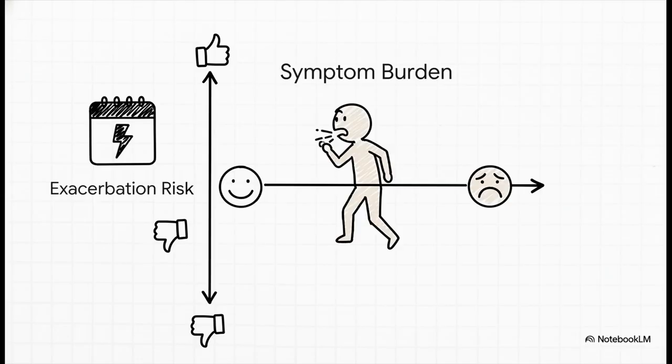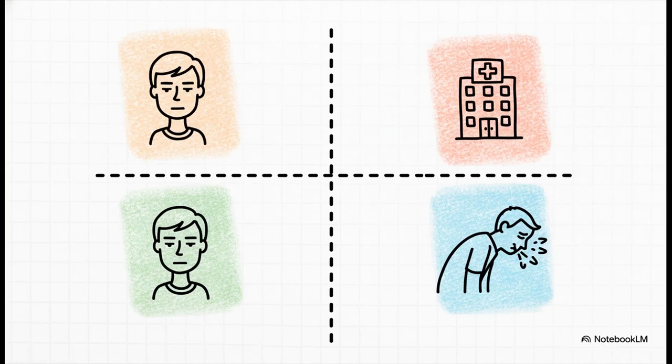Then the vertical y-axis tracks their history of exacerbations over the last year. Now, we draw our lines to divide the grid. That vertical line separates low symptoms from high symptoms, right at that MMRC score of 2. The horizontal line separates low risk from high risk.